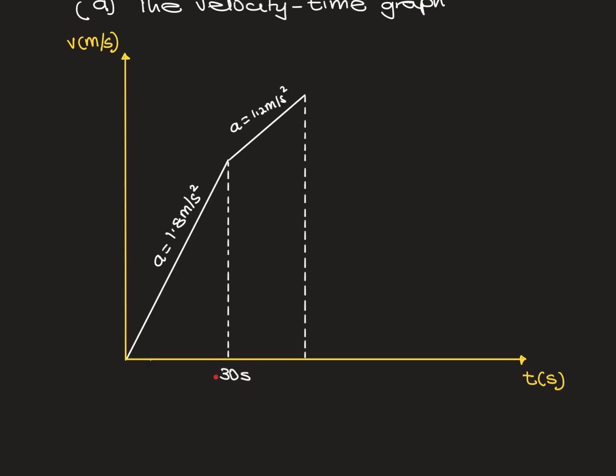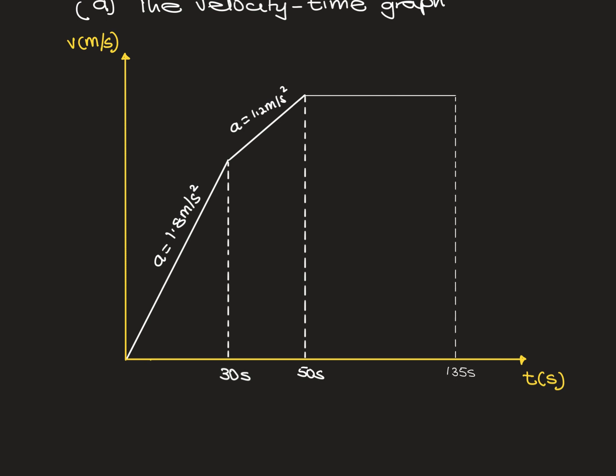So if you add that to the 30 seconds that has already been traveled, the point here will be 50 seconds, such that the difference between these two times will always give you the time that they have given you, that is 20 seconds. Then after that, the car attains a uniform speed. It maintains that uniform speed for 85 seconds. So if you add that to 50, you get 135 seconds. So we have 135 seconds here.